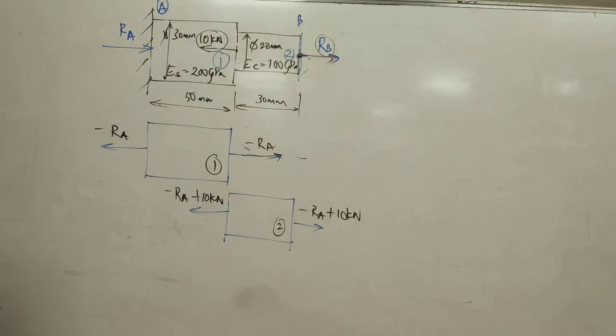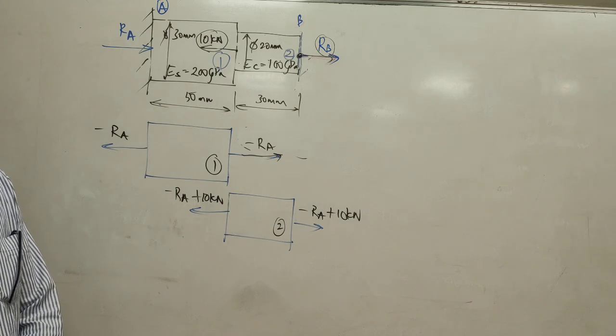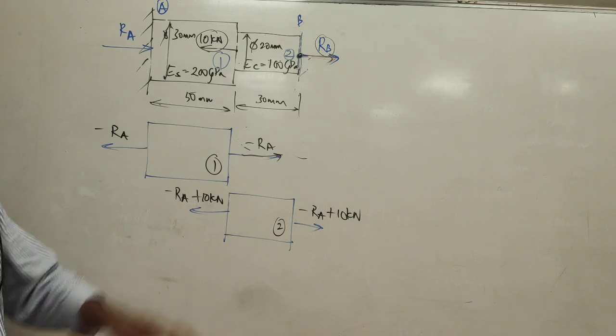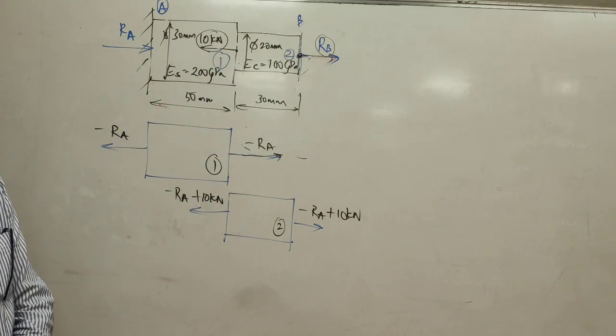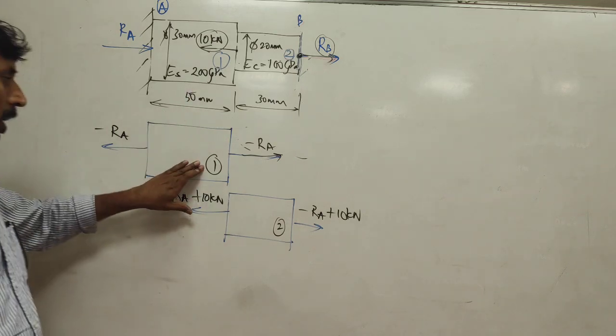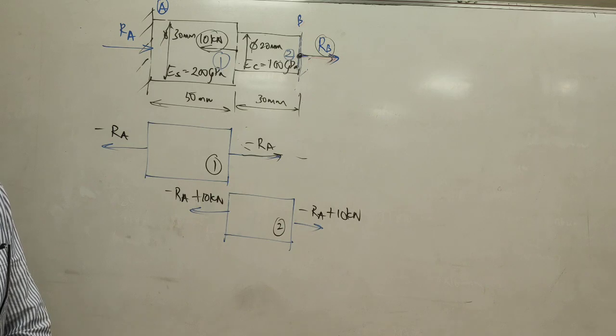Now let us find out the total deformation with this. Can you expect what would be the total deformation? How much will the deformation be because of this force? Asmit is saying the total deformation of part 1 and part 2 will be 0. Why? Because both ends are fixed.